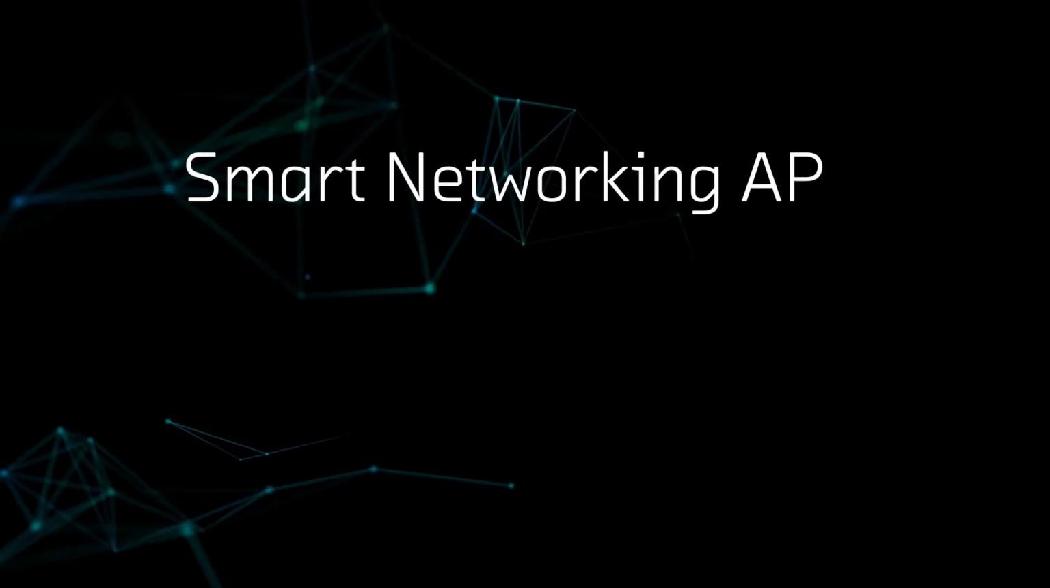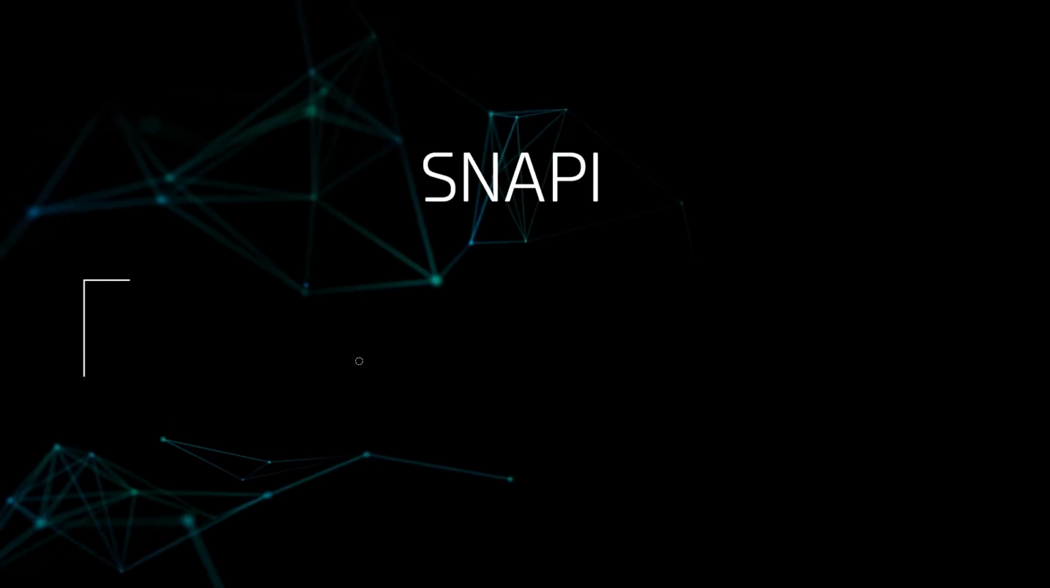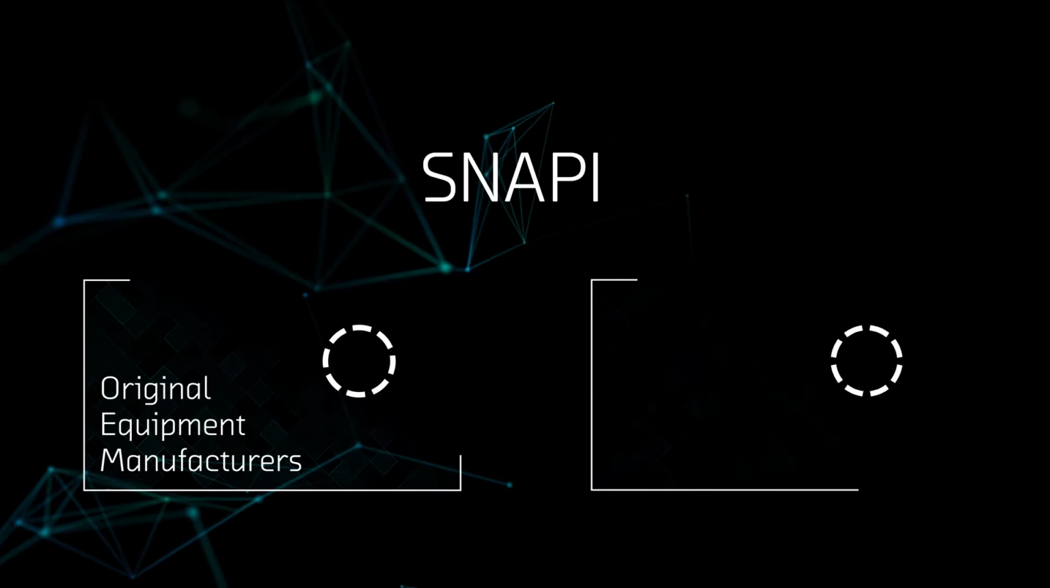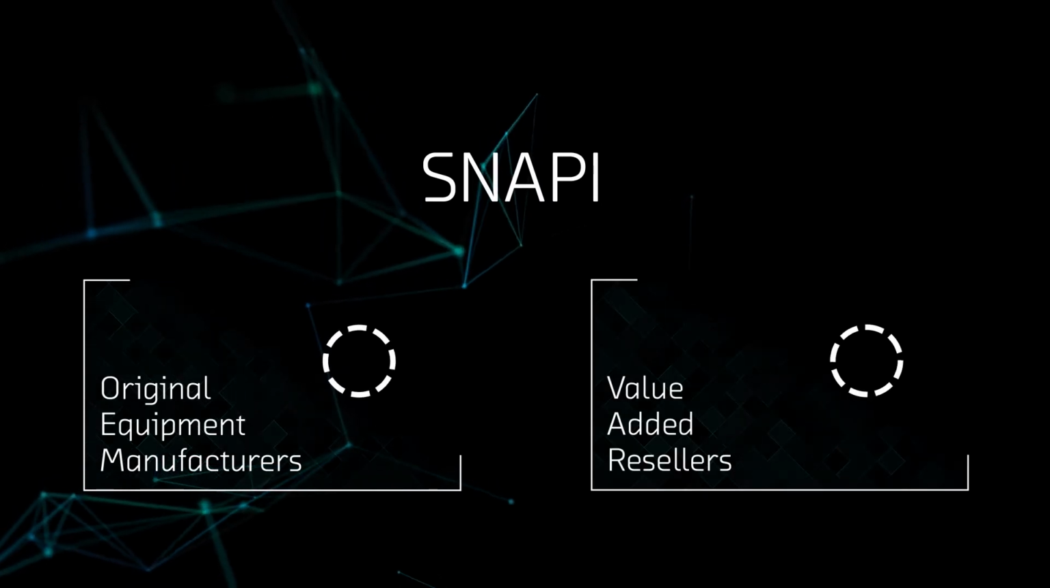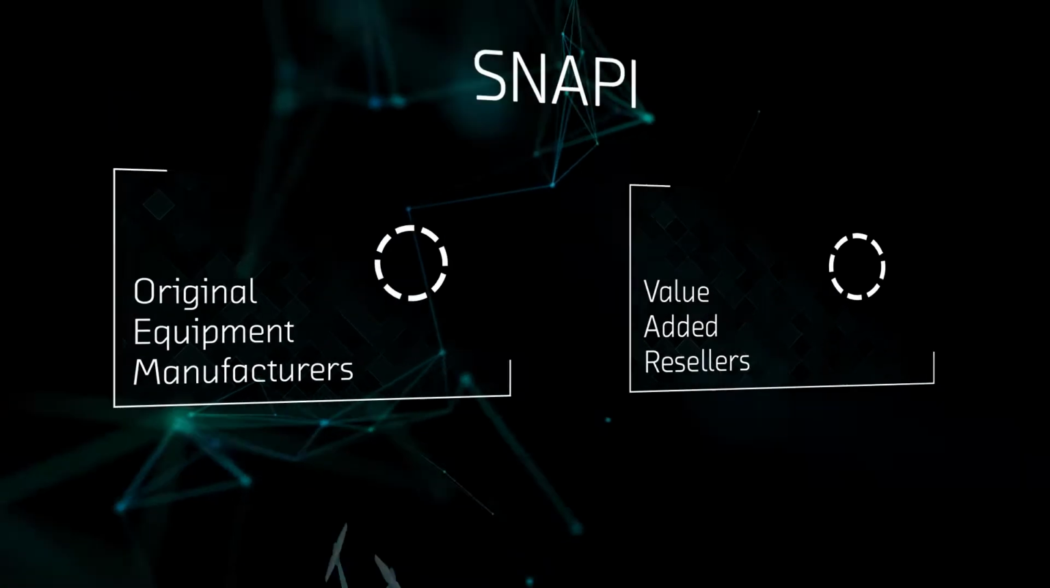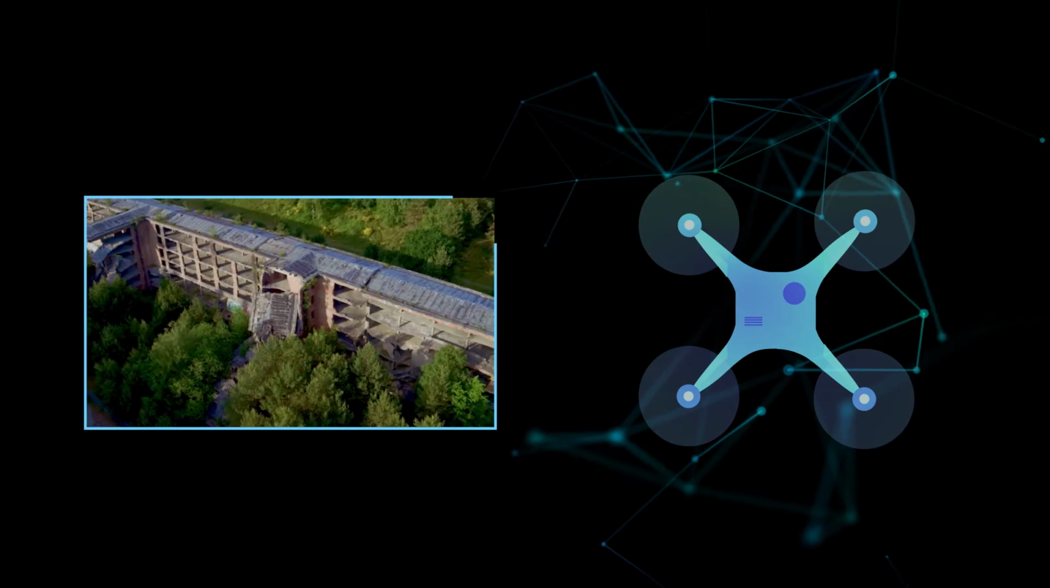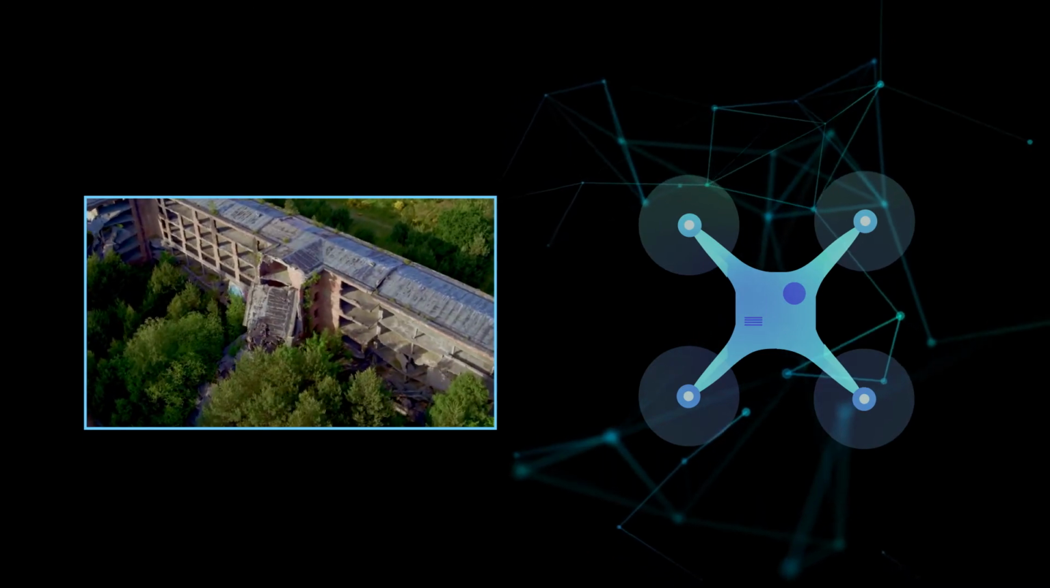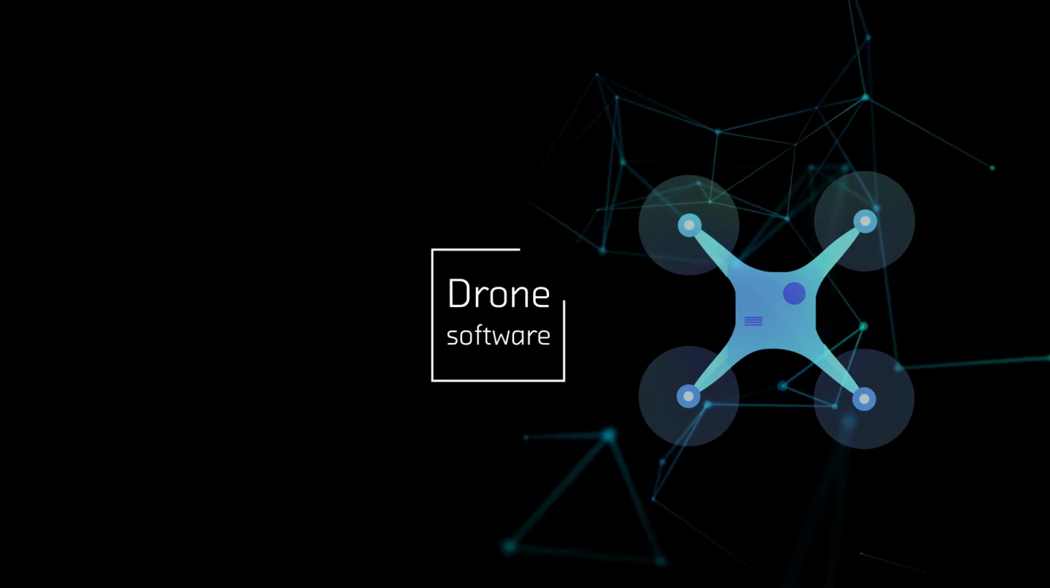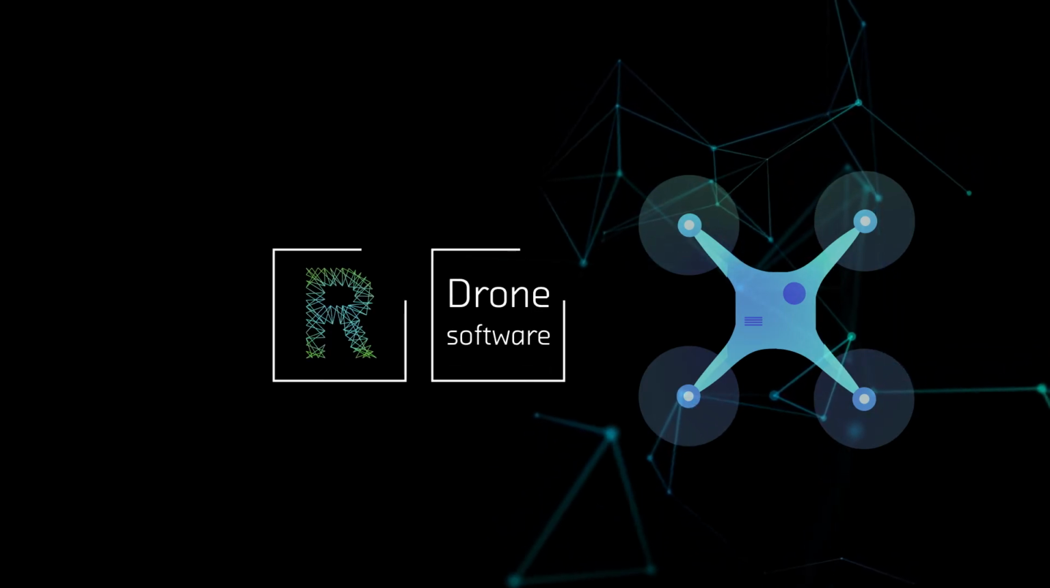The Smart Networking API, or SNAPI, allows original equipment manufacturers and value-added resellers to control and manage RazorLink within their system. For example, a drone manufacturer is looking to improve connectivity on their product so they can send reliable video feeds and control the drone from remote locations. In order to achieve this, RazorLink is deployed alongside their software.